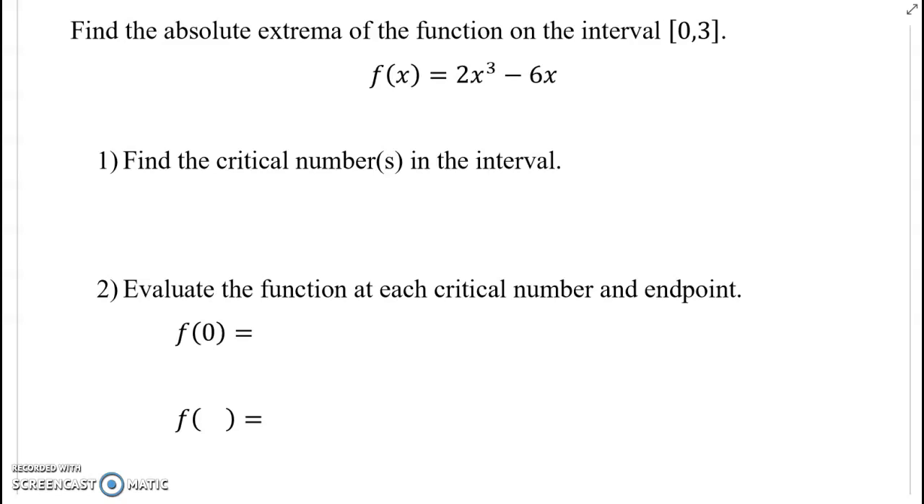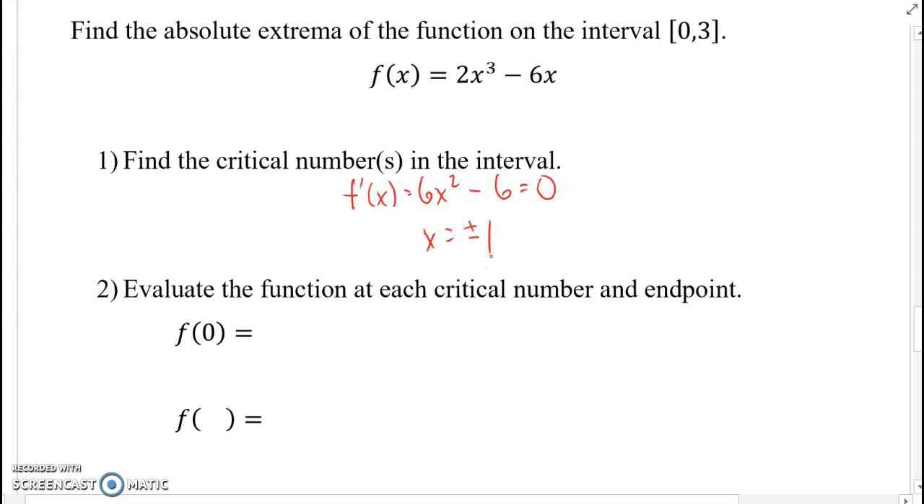So the first step is find the critical numbers. And remember that the critical numbers are places where the derivative is either equal to 0 or undefined. So the derivative is easy to find. 3 times 2 is 6, 6x squared, and then we drop the 3 down to a 2. The derivative of negative 6x is negative 6. This is another polynomial. It's always defined, so it's never going to be undefined, but it does sometimes equal 0. In fact, it equals 0 at x equals plus or minus 1.